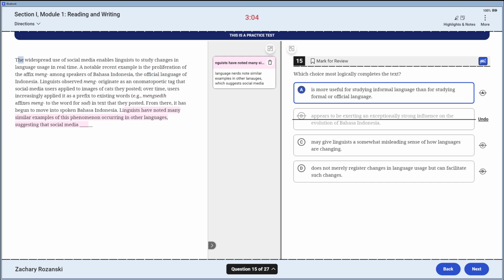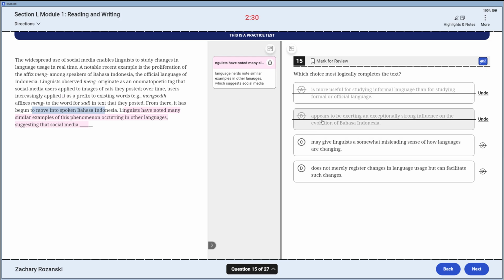Let's go back one more. Study changes in real time. A notable example is how this affix spreads. Linguists observed its start on social media with cats, and then they used it with other words. From there, it moved here. Yeah, so there are no claims about informal or as a useful tool for informal or formal, because it seems to be talking about the intersection of them.